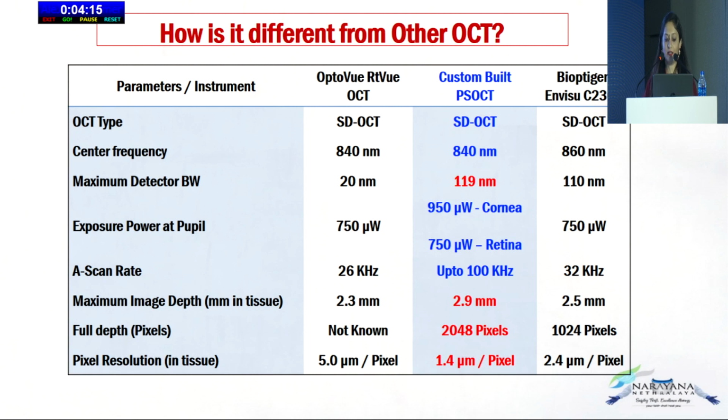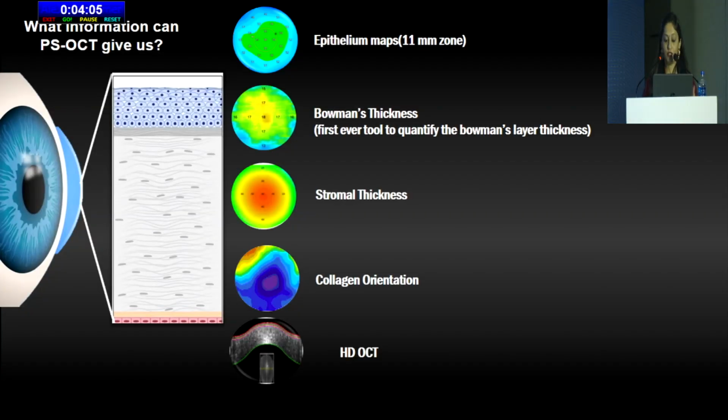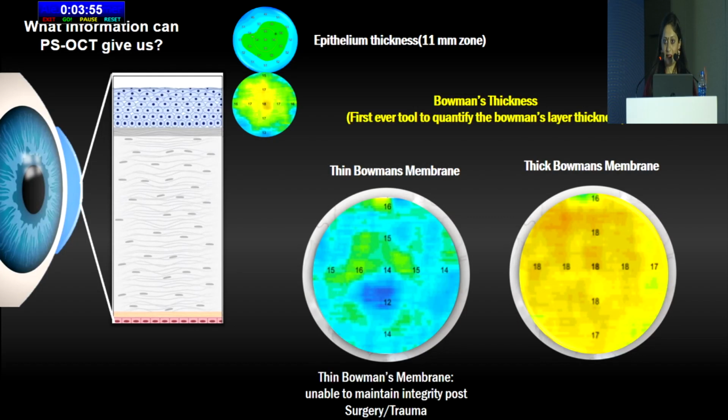They had a maximum detector bandwidth which was higher than others. The full depth in pixels and the pixel resolution was also much higher compared to the other OCTs which are already in practice. So what information does it give us? It gives us epithelial maps of an 11 millimeter zone, which are not extrapolated like the existing OCTs. It gives us the Bowman's thickness, whether it's normal or thin, because with a thin Bowman's membrane, if you do a surgery on these patients, they are unable to maintain the integrity of the corneal structure post-surgery or because of any trauma. So this is the first ever tool to quantify the Bowman's layer thickness.